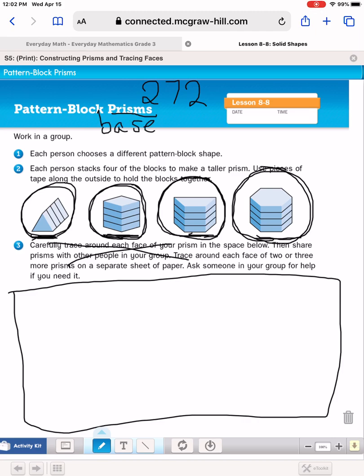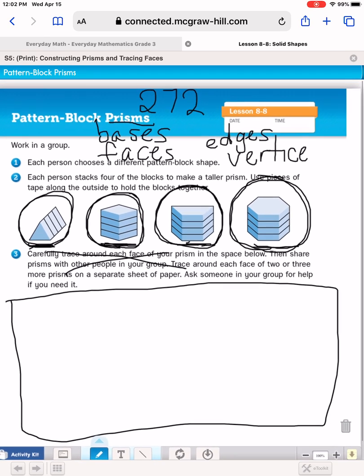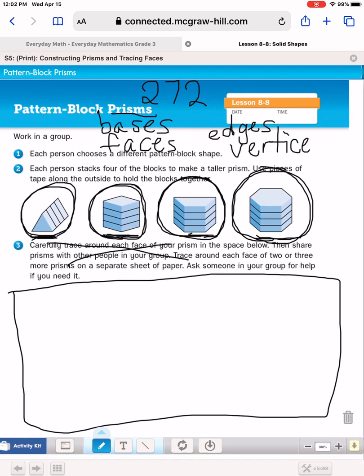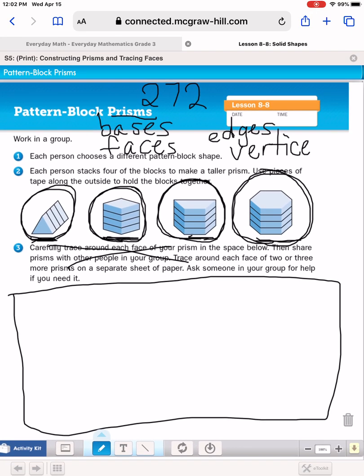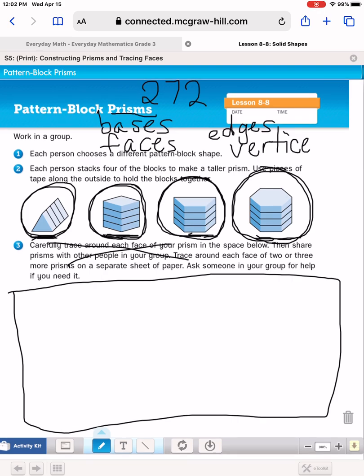bases, faces, edges, and vertices. It doesn't want to make an S. Vertices. Well, imagine an S at the end of that word.